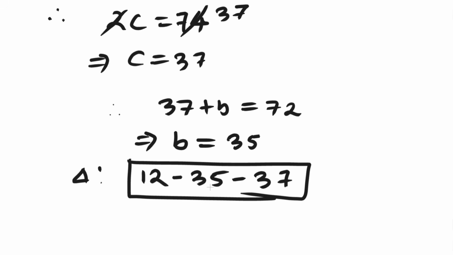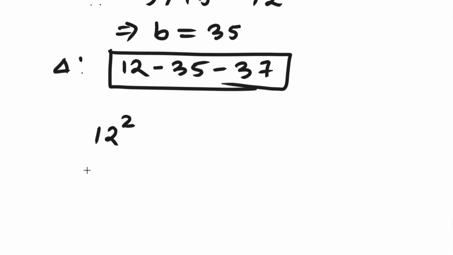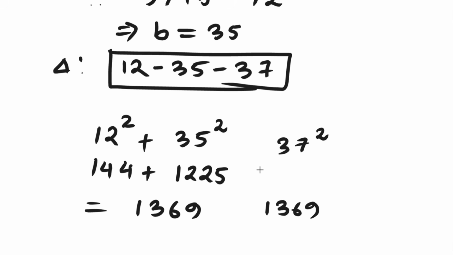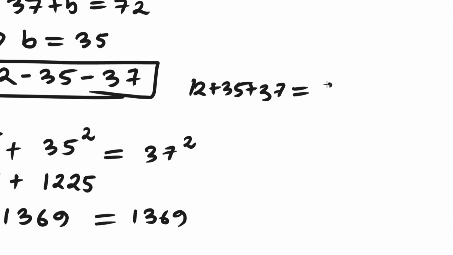Let's quickly verify. 12 squared is 144. 35 squared is 1,225. Adding them gives 1,369. 37 squared is also 1,369. So the triangle works perfectly. The perimeter in this case is 12 plus 35 plus 37, which equals 84.